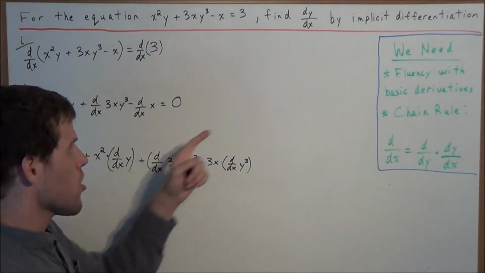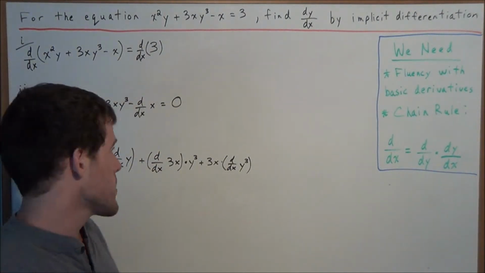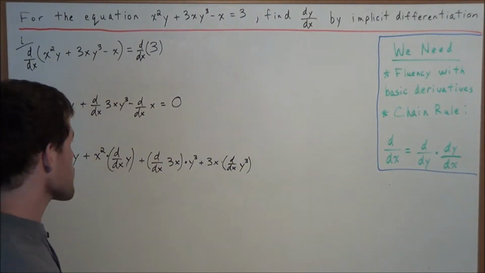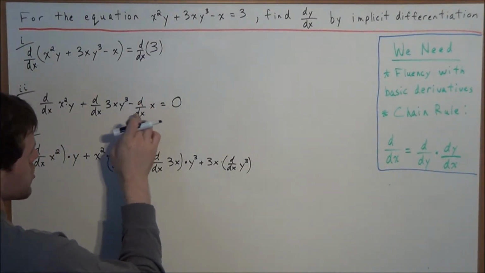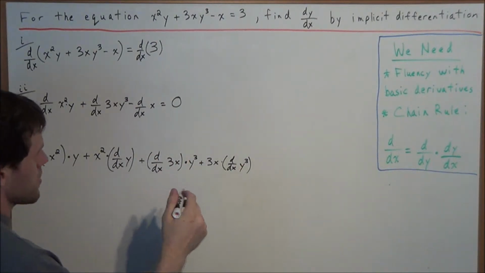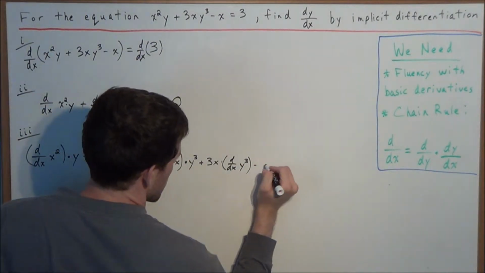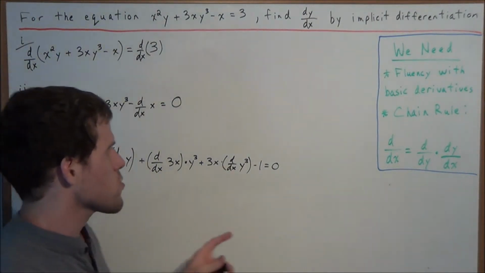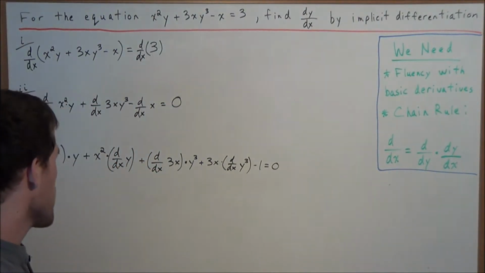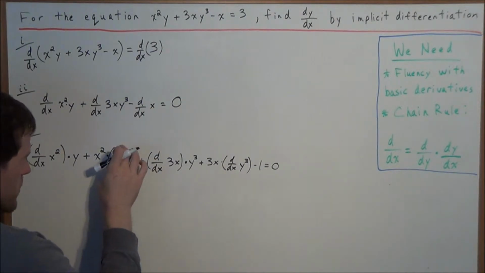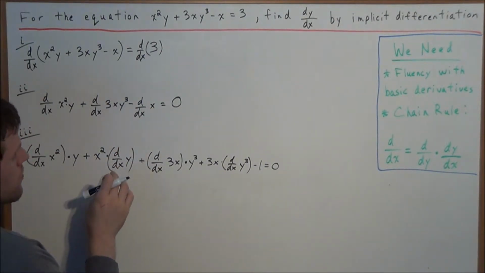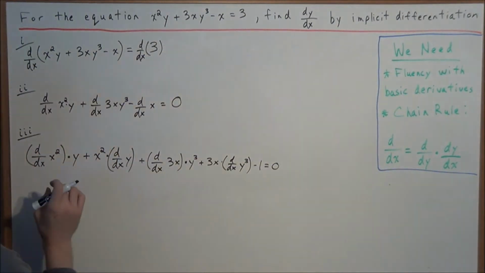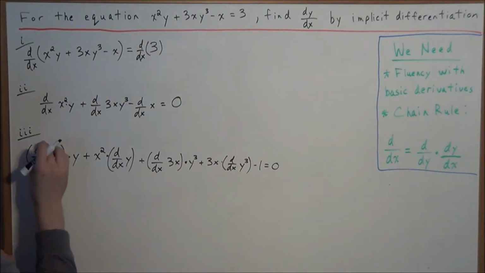Well, using our fluency with basic derivatives, we know that the derivative of x is just 1. Or if you think of it as dx over dx even, that also equals 1. So we have minus 1 equals 0. So now what we need to do, this is where the chain rule is going to come in. For any of these pieces where we're taking the derivative with respect to x of some other variable, in this case y, we're going to use the chain rule. But for now, let's just take care of the simple pieces.